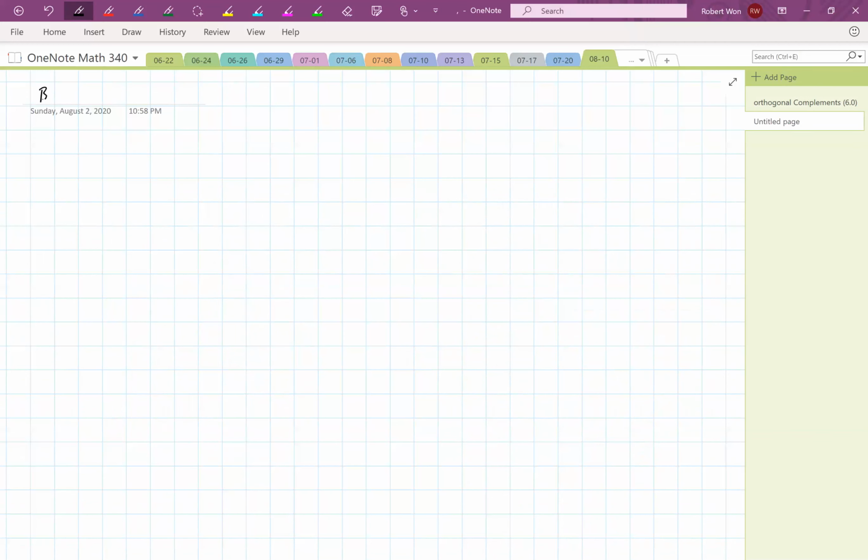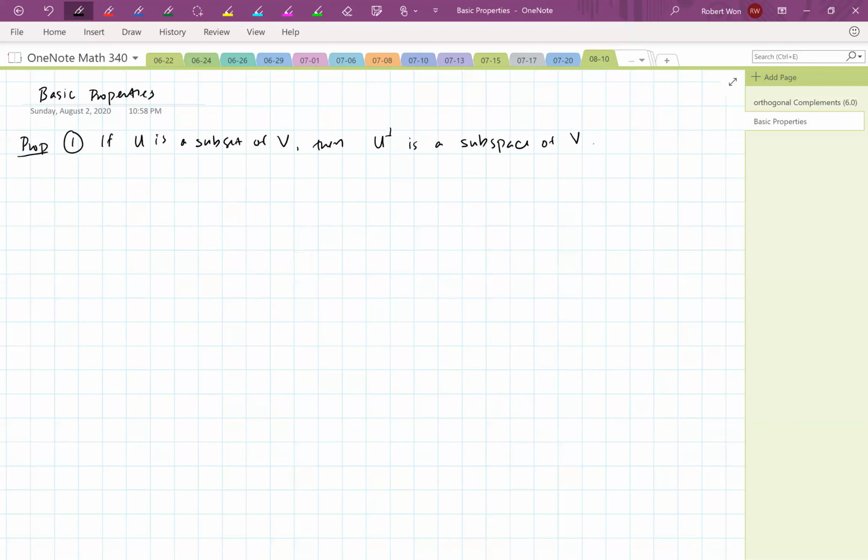Okay, so basic properties first. Here are the properties. One, if U is just a subset of V, then its orthogonal complement is always a subspace. Two, the orthogonal complement of the zero subspace is all of V. Three, the orthogonal complement of V is the zero subspace. Four, if U is any subset of V, then the intersection of U with its orthogonal complement is just the zero vector.